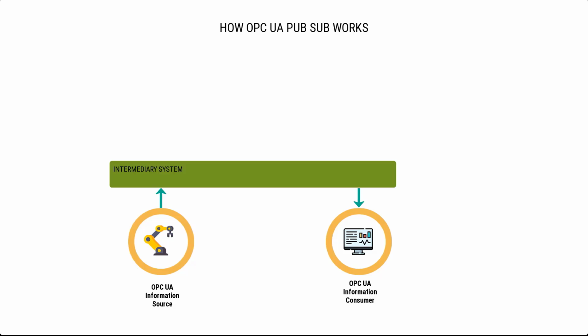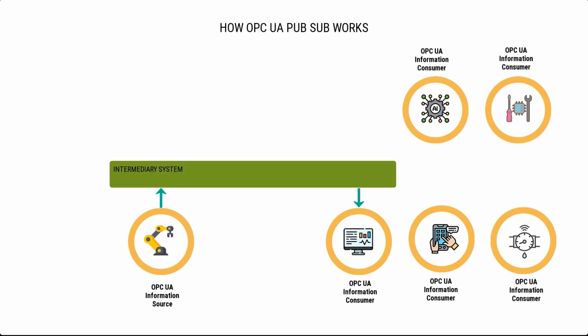In other words, instead of being asked for data by separate OPC UA clients individually, an OPC UA server can push data values to a group of data consumers who have expressed interest in that data stream by subscribing to it via an intermediary communication system.